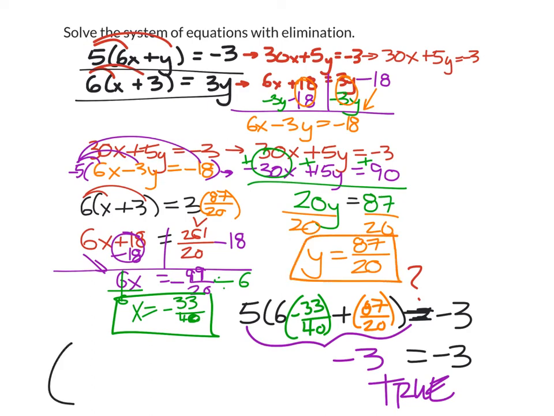And yes, sometimes the homework will ask for this as an ordered pair, right? So you could say negative 33/40 and 87/20, like this. So, depending on how it asks for it, but the way we have it boxed in works as well.